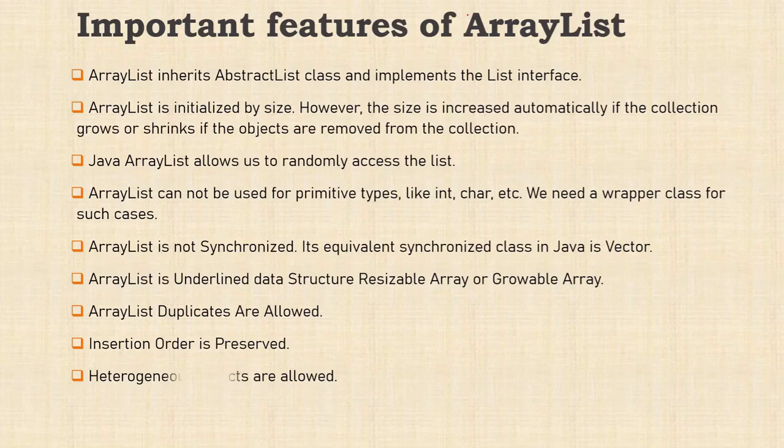Heterogeneous objects are allowed. That means you can store multiple types of data, different types of data, such as String, int, boolean. It is possible with the help of Object. You can create an array of Object, and in that scenario you can store heterogeneous data in an ArrayList. And null insertion is also possible, so you can store null values as many times as you want.